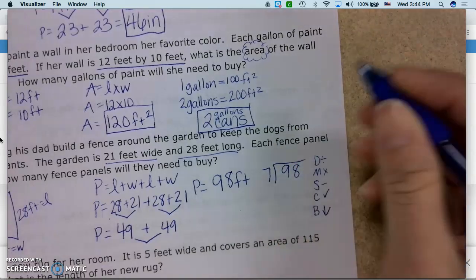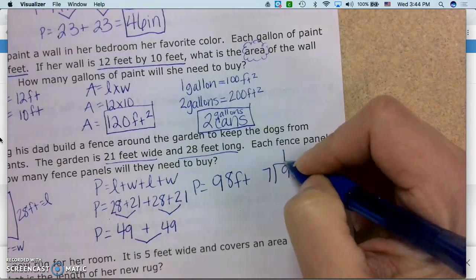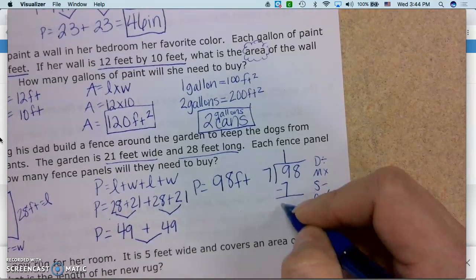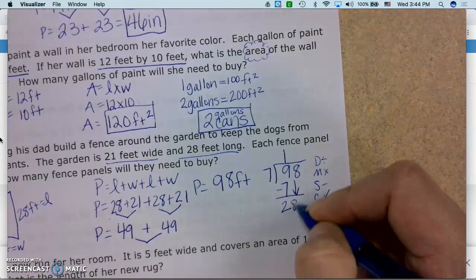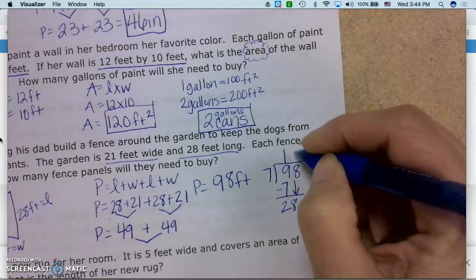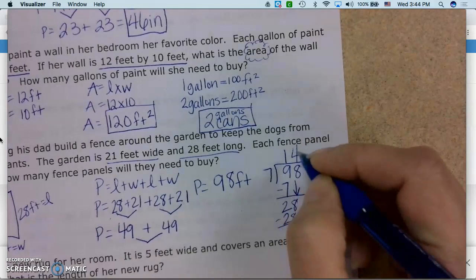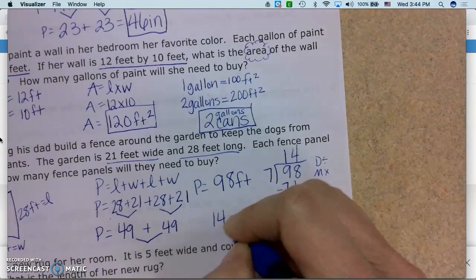I'm going to divide. How many times will 7 go into 9? 1 times 7. Then you subtract. 9 minus 7 is 2. Bring down your 8. 2 is smaller than 7, so I brought it down. It goes in there 4 times. And so I need 14 panels of fence.